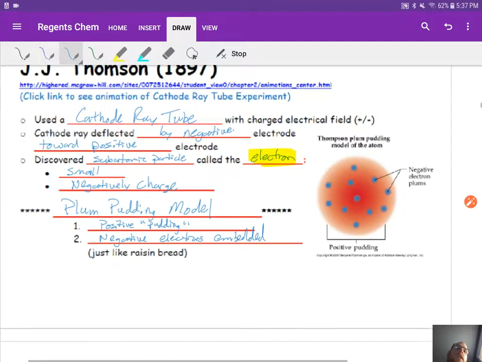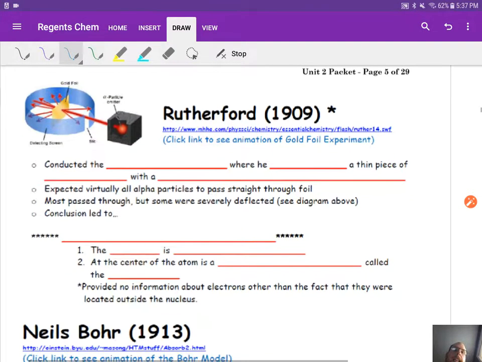So continue along. About 15 years later, the next major guy comes along. His name is Ernest Rutherford. He conducted what is famously known as the gold foil experiment, where he bombarded a thin piece of gold foil, hence the name, with a positive stream of alpha particles.